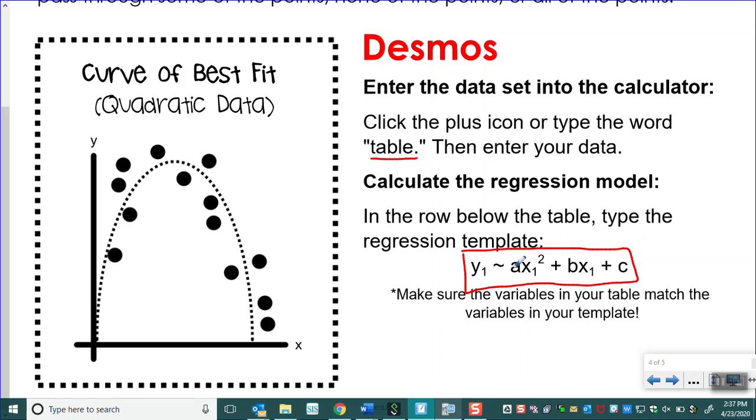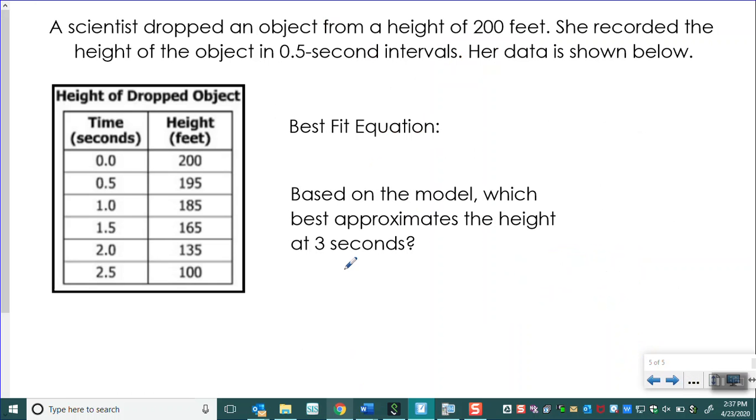The most important thing here is that you note that we do not have an equal sign here. Instead, we have the tilde or the squiggly line. That is the button directly below the escape button on your keyboard. So we're going to take a look at that and see what this looks like. So here we have a scientist dropping an object from a height of 200 feet, recording the height of the object every half a second to see how that height is changing.